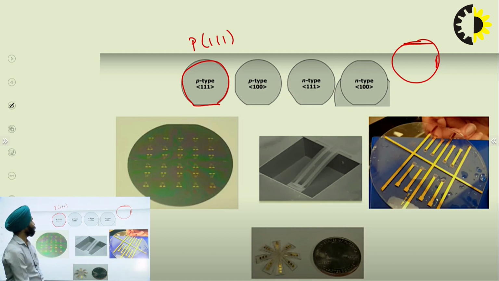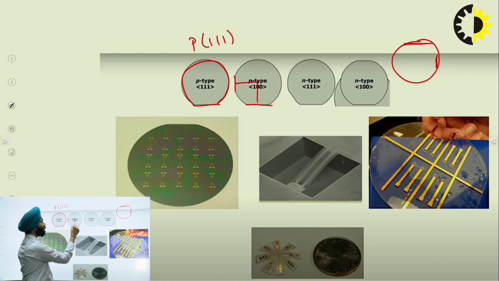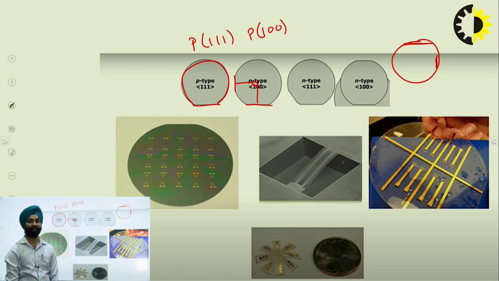Similarly, if this is a primary cut, and there is a secondary cut which is smaller in size, at 90 degrees, if these are making a 90 degree angle at the center, then this is a p type 100 crystal. That means the p type orientation is 1, Miller index is 100.